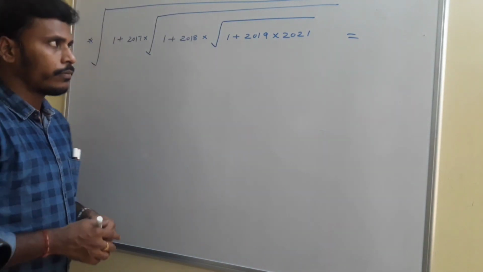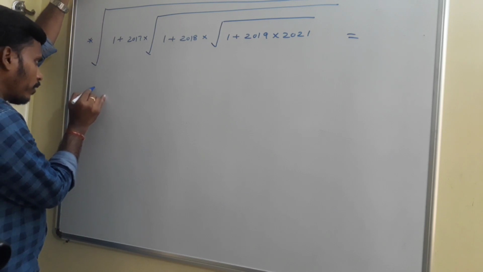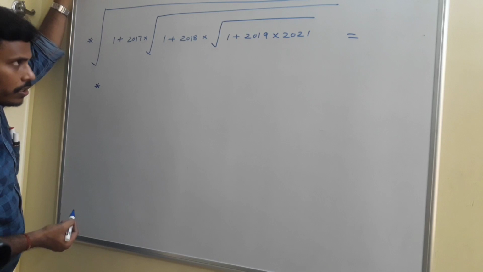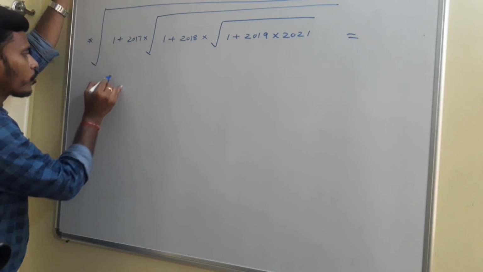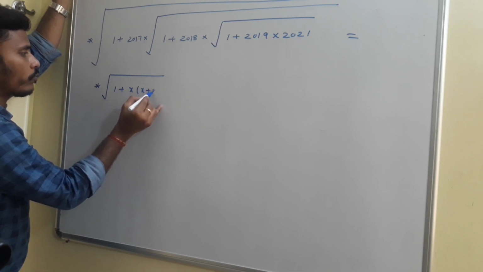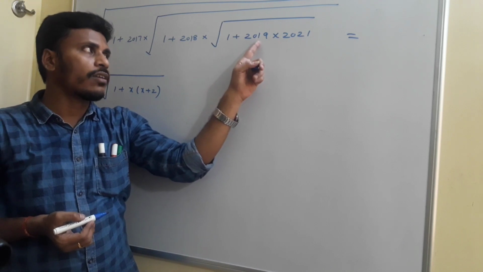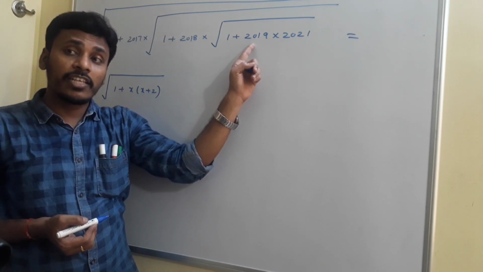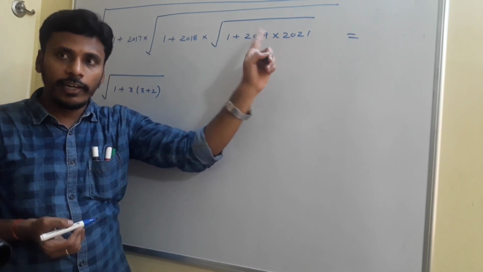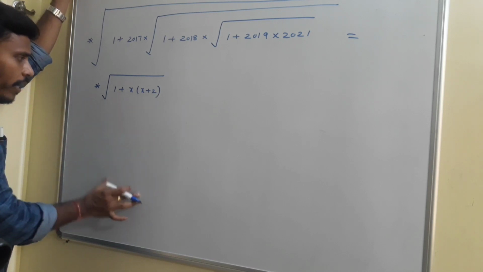The problem is simple. For that, I am going to tell you one idea. If you keep it in your mind, it almost simplifies your total task. And that idea is square root of 1 plus x into x plus 2. Can you give this value? If you look at the problem, if this 2019 is x, then plus 2 is 2021. That means x and x plus 2 are like that, right? So, square root of 1 plus x into x plus 2. If you simplify it, how does it become?